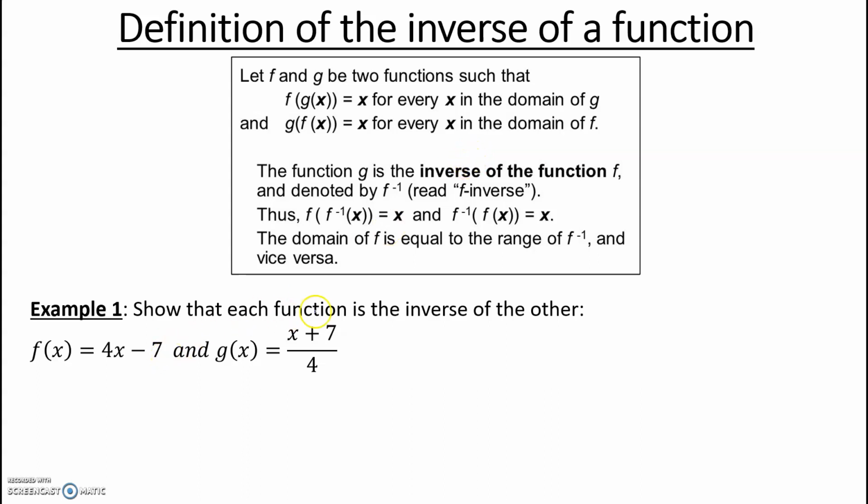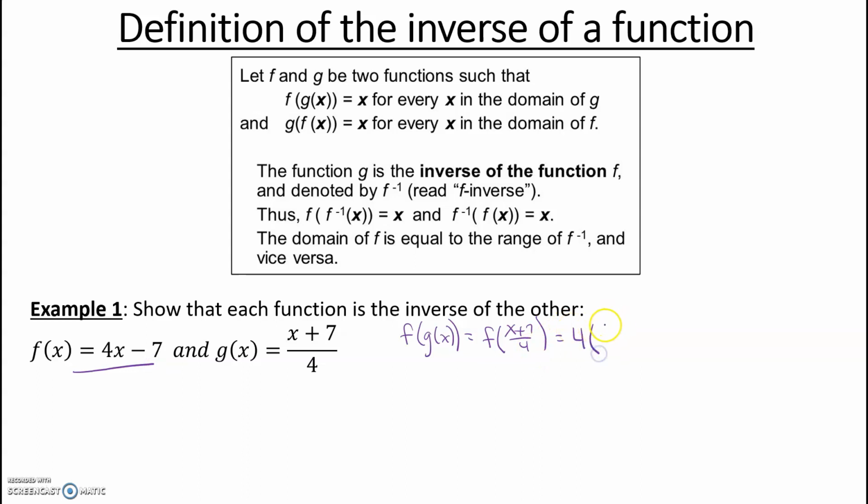That's what we're going to test. If we want to show that these are inverses, then we need to test f of g of x, and we need to make sure it becomes x. So g of x is (x plus 7) over 4, so we want f of (x plus 7) over 4. That means we go to f and plug this in.